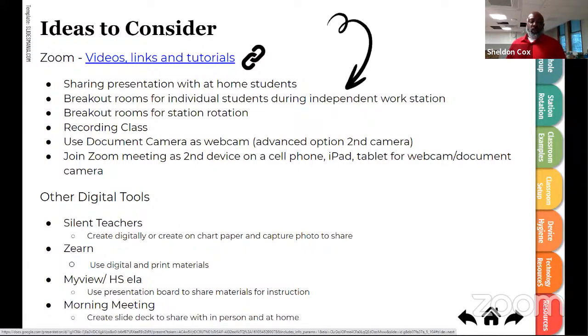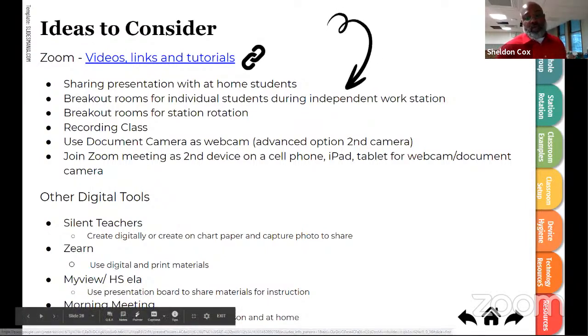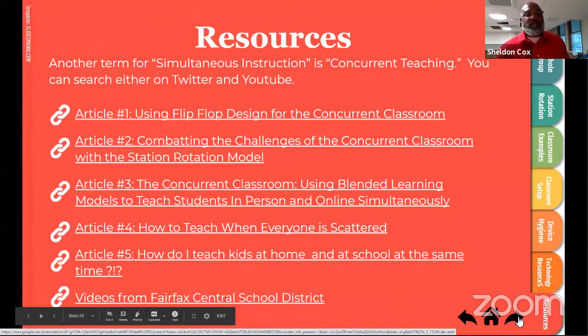In Zearn, you can use digital and printable materials that we can print out for the students doing work face-to-face, and then have digital work for the students doing it online. The MyView High School ELA presentation board will have materials you can use. And of course, during morning meetings, you can create a slide that you share with your students in person and your students at home. All these ideas will be available to you here after the presentation, so please come back and take a look at it.